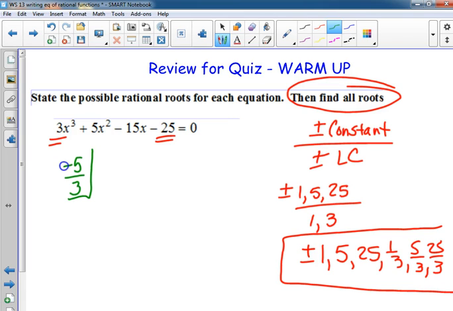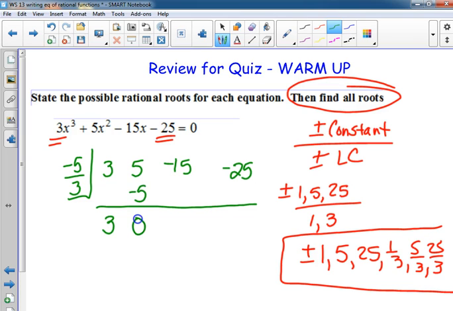Here we go, guys. 3, 5, -15, and -25. Okay, someone with a calculator. Actually, they shouldn't need one for this. -5/3 times 3. -5. Ooh, I think we can handle the next one too. Okay, -15 times -5/3. Okay. So we found 1 by checking these.